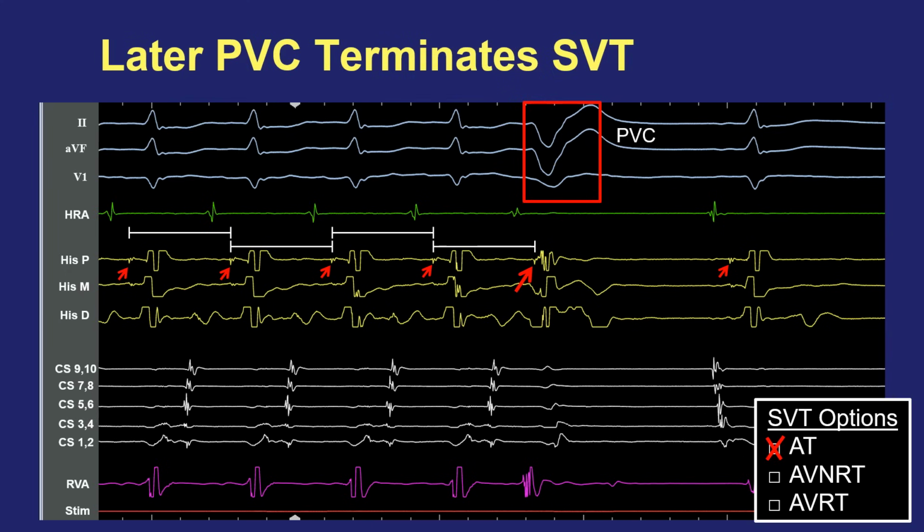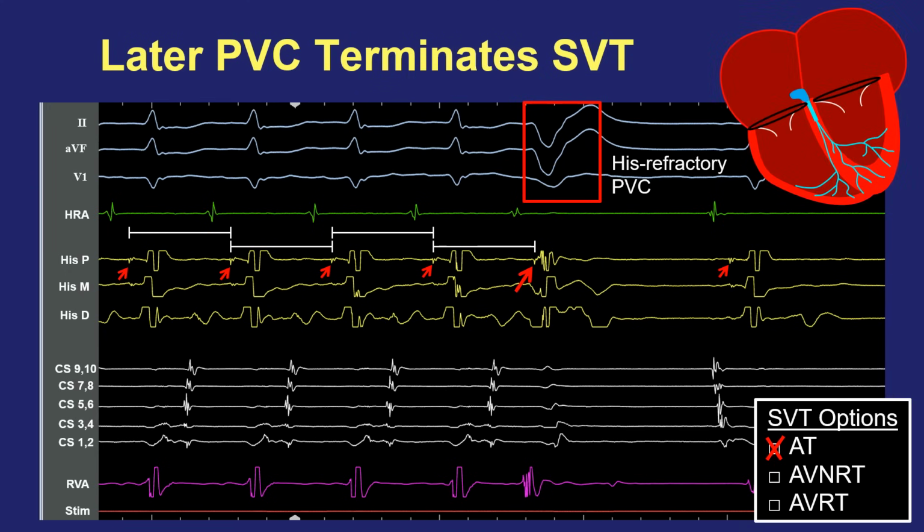Well, why do we care that this is a His-refractory PVC that terminated the tachycardia? This is able to distinguish the other two mechanisms. How so? Think about what it means for the PVC to occur when the His bundle is refractory. What that means is that the tachycardia had activated the His bundle in the forward direction, which means that the His bundle is refractory, and that means that the back door to the AV node is closed.